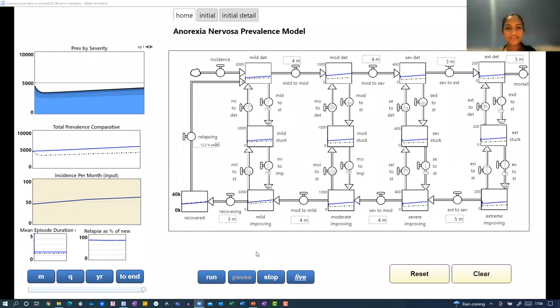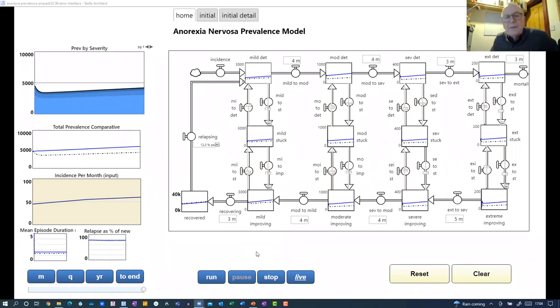Hi. I was just curious to know where on these stocks and flows the services would usually map on, and whether you have any idea of at what stock clinicians tend to intervene and at what stock they stop? So just to get a sense of the threshold that they think of, which is considered improvement for them.